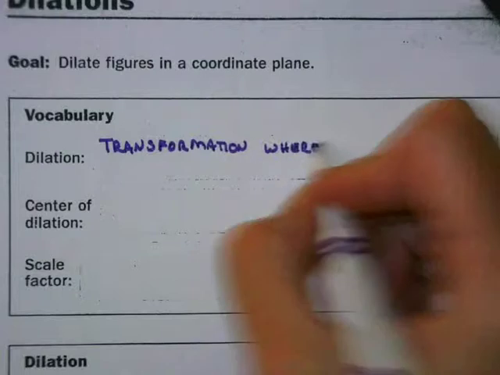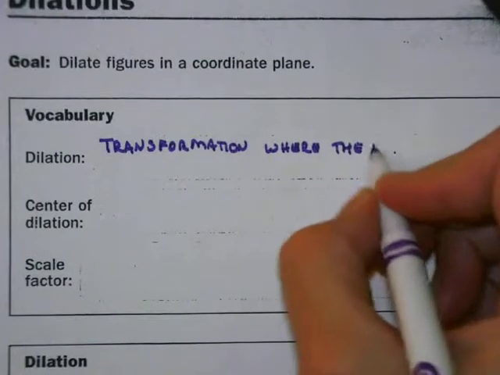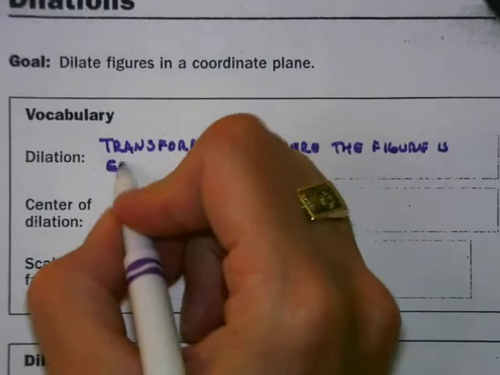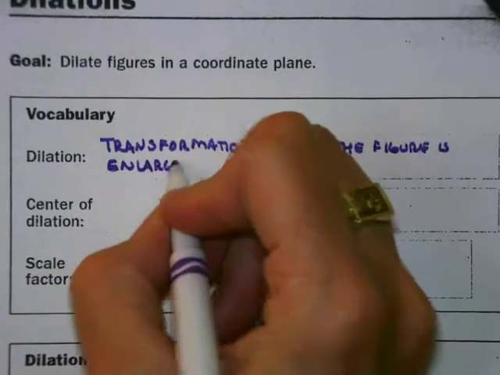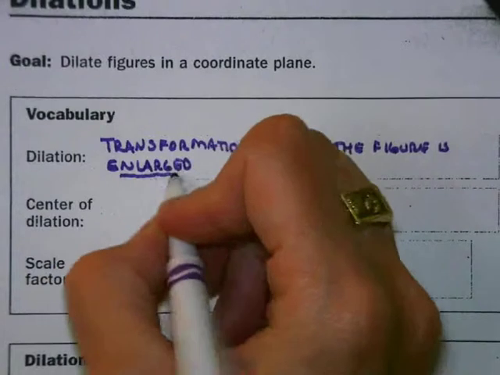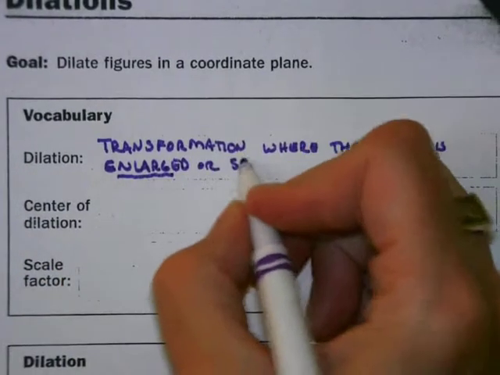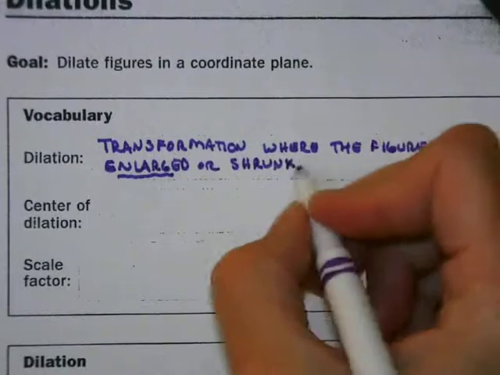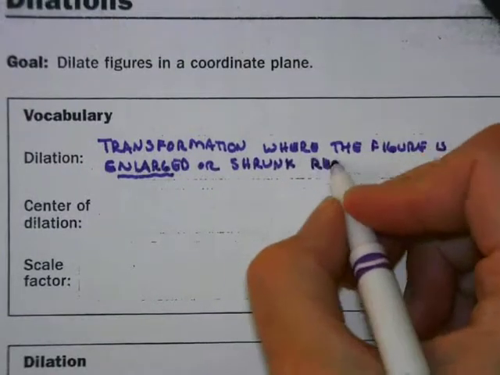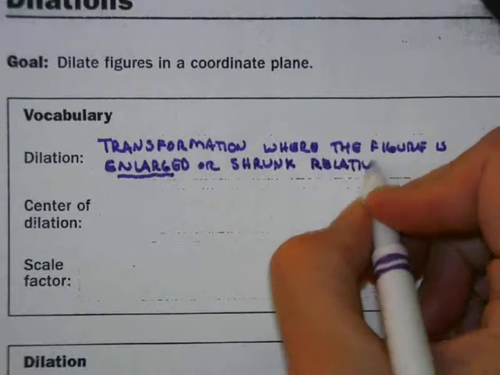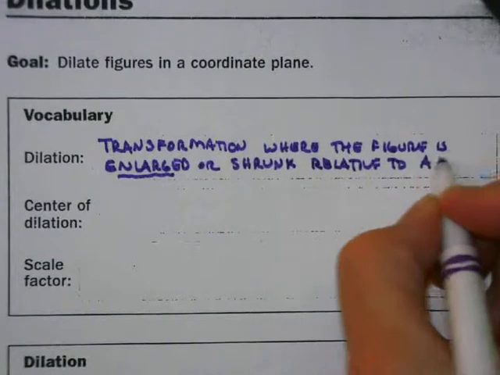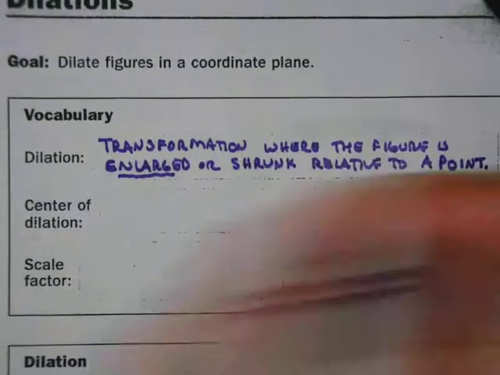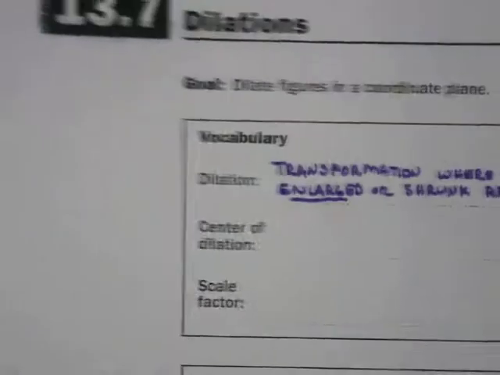where the figure that we're looking at is either enlarged, that is, made bigger, or shrunk, and that happens relative to a point. So this is where we take a particular shape. Here's an example of it.